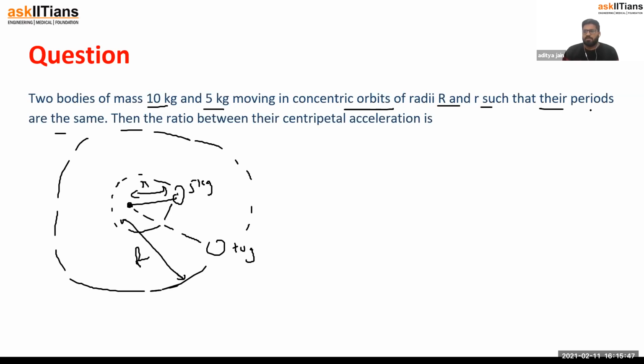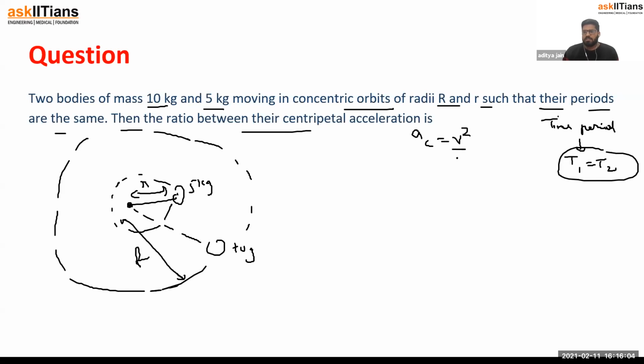Such that their periods, meaning time period, which is the time taken to complete one revolution, is the same for both the bodies. Okay. Masses are given, radii are given. Then the ratio between their centripetal accelerations. What was centripetal acceleration? It was v square by r, radius. Yes or no? So first talk about the 5 kg.